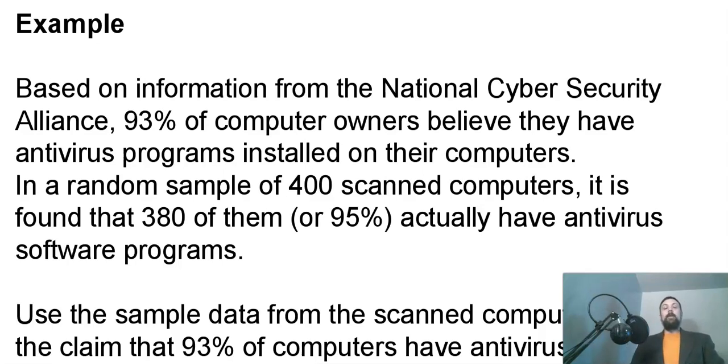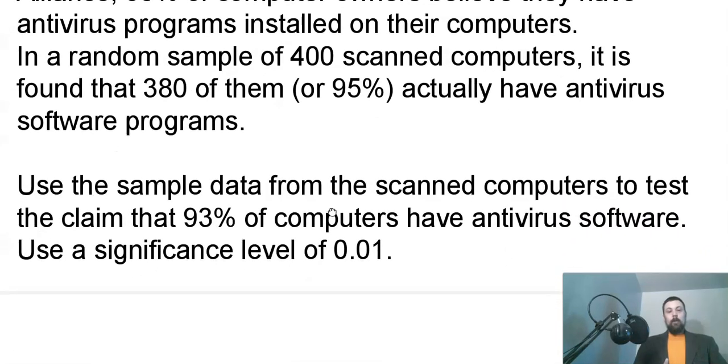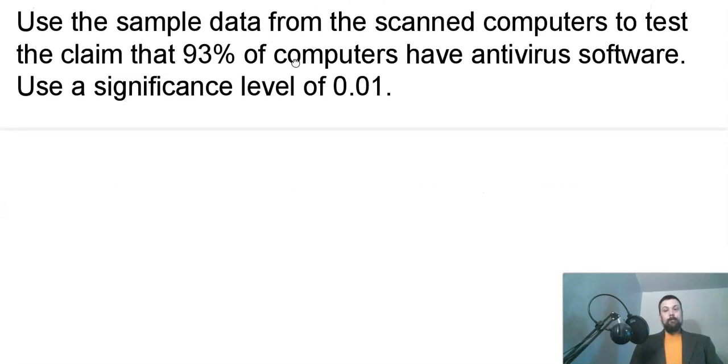Based on information from the National Cybersecurity Alliance, 93% of computer owners believe they have antivirus programs installed on their computers. In a random sample of 400 scanned computers, it is found that 380 of them, which is 95%, actually have antivirus software programs. Use the sample data that we just talked about from the scanned computers to test the claim that 93% of computers have antivirus software. Use a significance level of 0.01.